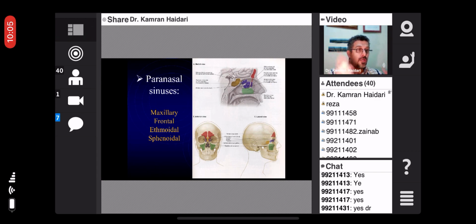But all paranasal sinuses open into the nasal cavity. I mean that the normal secretion of each paranasal sinus reaches the nasal cavity.